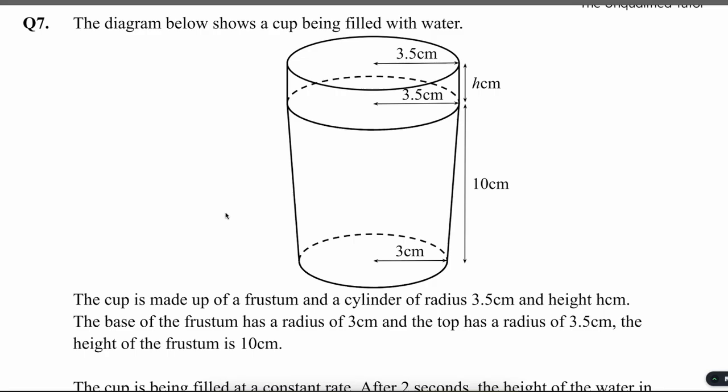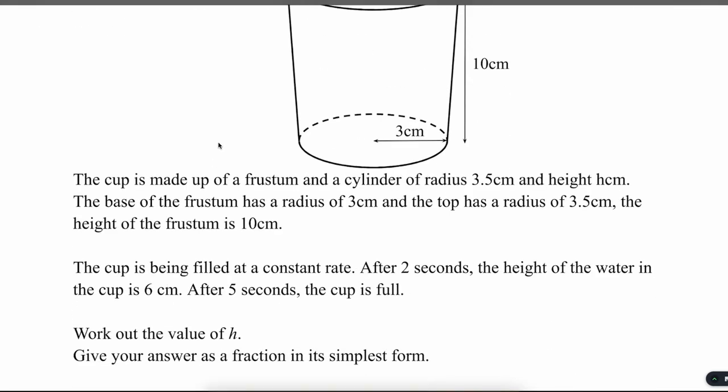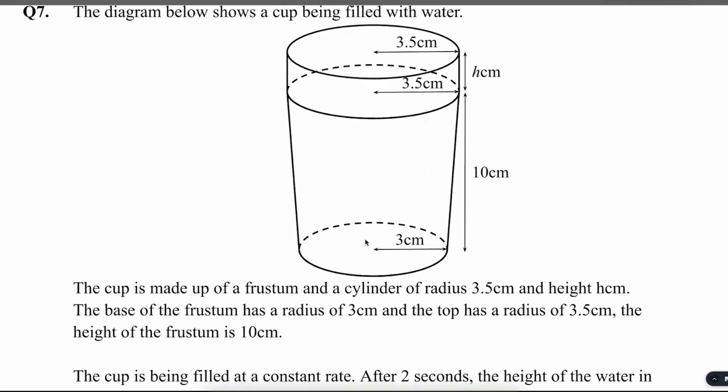Question 7. The diagram below shows a cup being filled with water. The cup is made from a frustum and a cylinder of radius 3.5 centimeters and height h centimeters. The base of the frustum has radius 3 centimeters and the top has a radius 3.5 centimeters. The height of the frustum is 10 centimeters. So that's basically everything written on the diagram already.